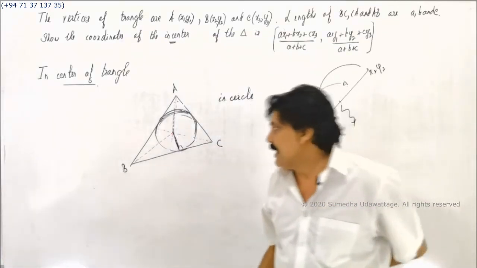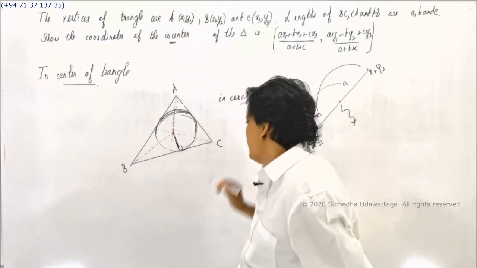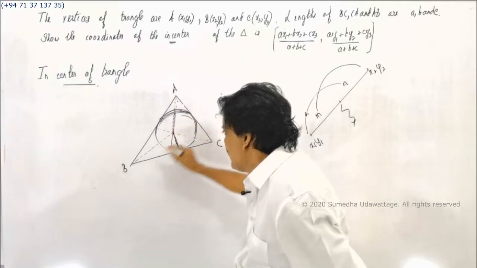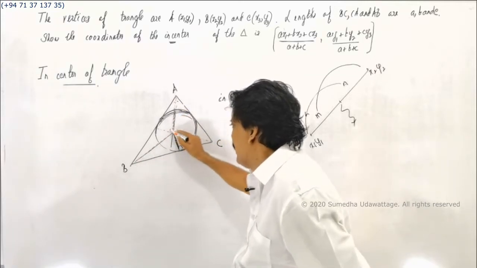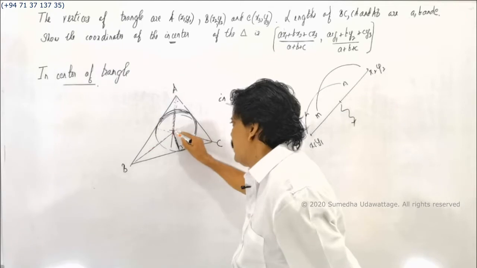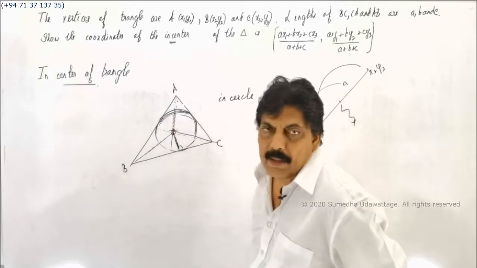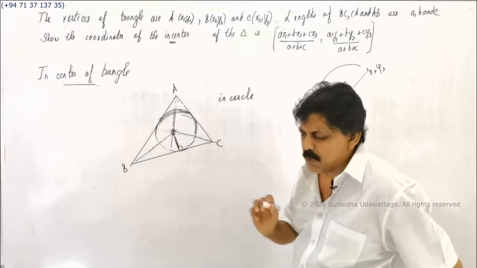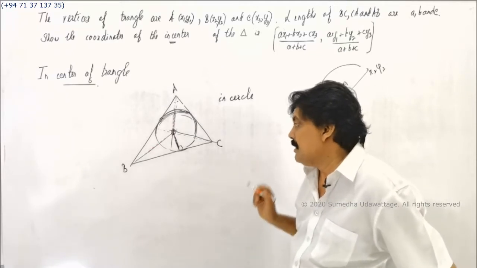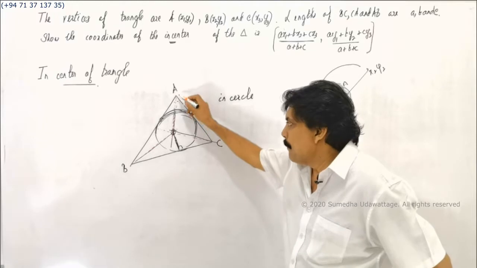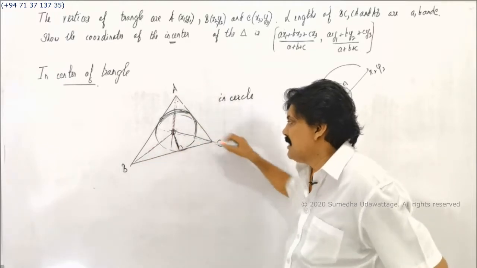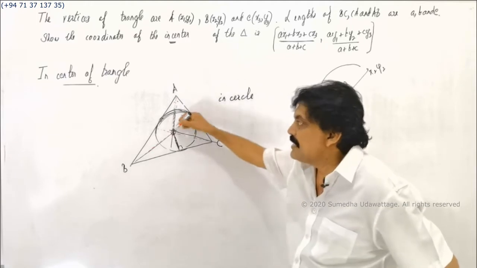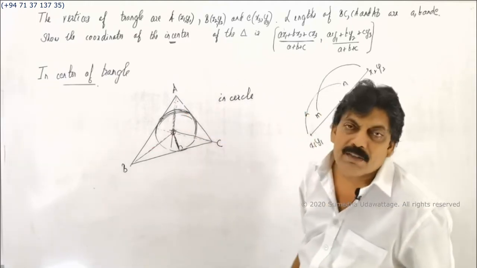So basically, how do you get the incenter of the triangle? You get the point where the three inner bisectors of the triangle coincide. Take this point. Then you have to keep in your mind, or else make a small note, that the point where the bisectors of the three angles coincide is said to be the incenter of the triangle.